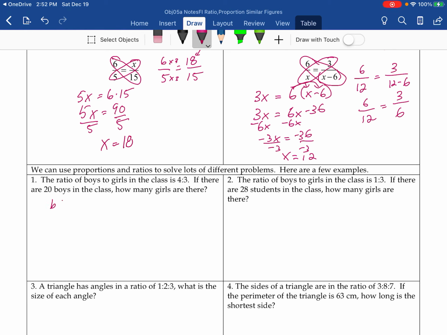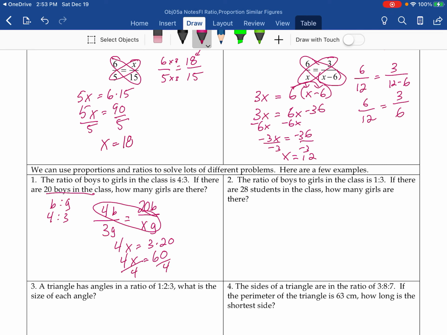The ratio of boys to girls is 4 to 3. If there are 20 boys in the class, so boys over girls is equal to, we know that there are 20 boys and we're trying to find X number of girls. So you can cross multiply. That's going to be 4 times x is equal to 3 times 20. 4 times x is equal to 60. Divide by 4. X is equal to 15. So there are 15 girls.